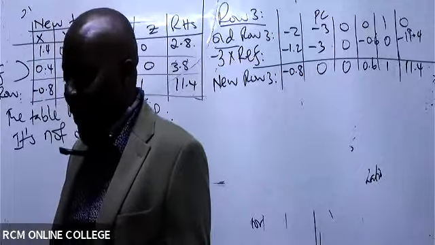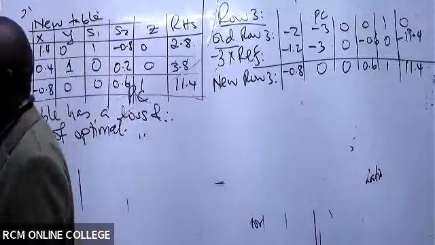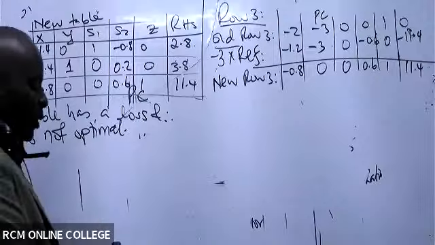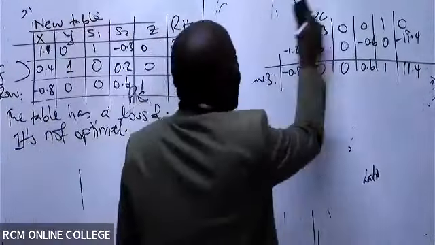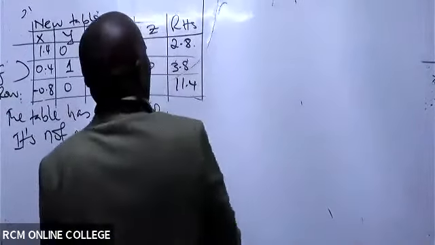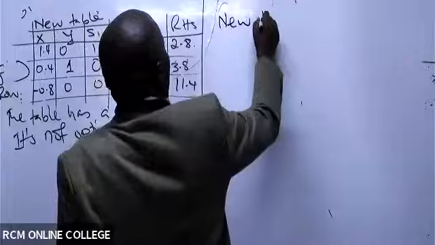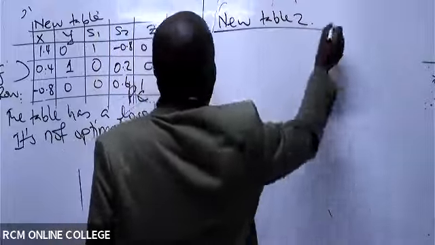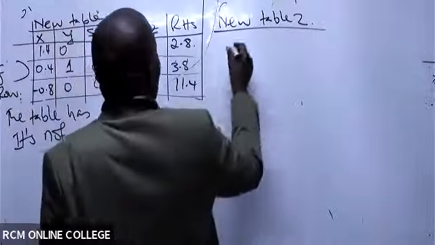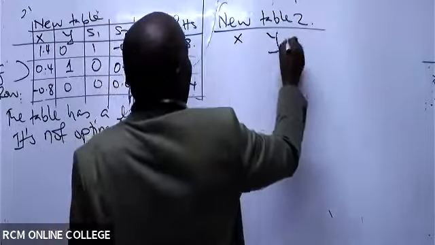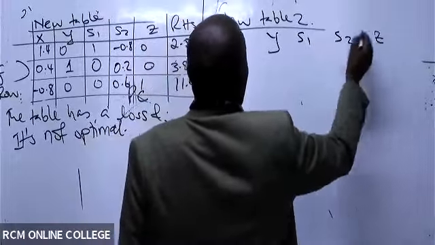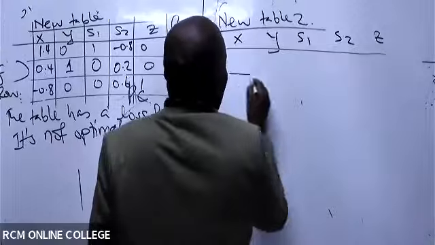We create another table, isn't it? Yeah, you say in this case here, new table 2, you're right. So you come and tell us there, new table 2, or table number 3. So in this case here, remember the column titles: X, Y. We have S1. We have S2. We have Z. Remember the rows are 3.